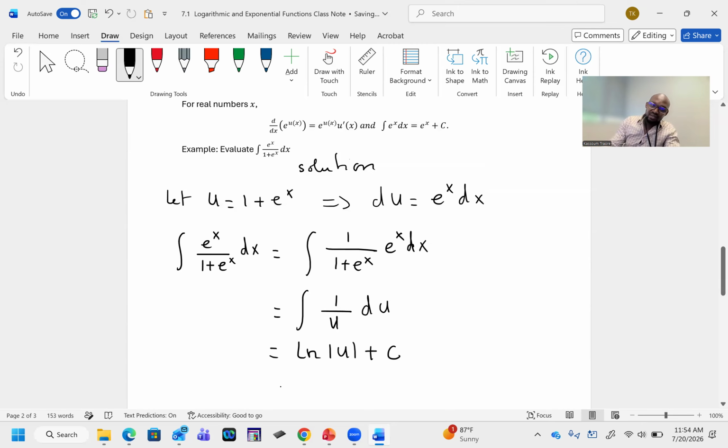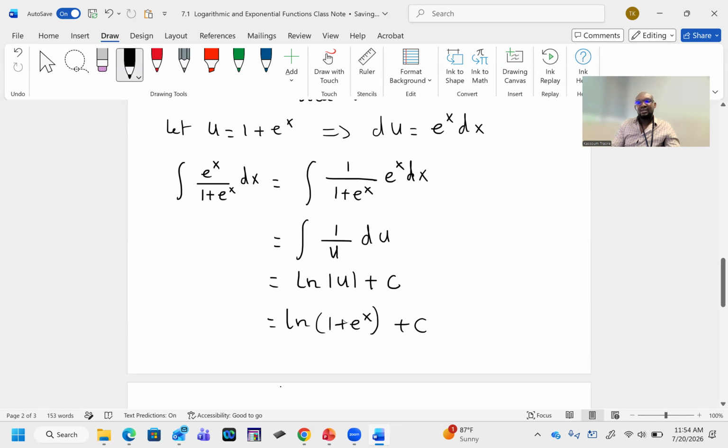So u is what? 1 plus e to the power of x. Do I need the absolute value anymore? No, because this is always positive. It does not hurt if you put the absolute value, but since it will always be positive, I'm just going to write a parenthesis and that's it. Hope you have no questions so far.